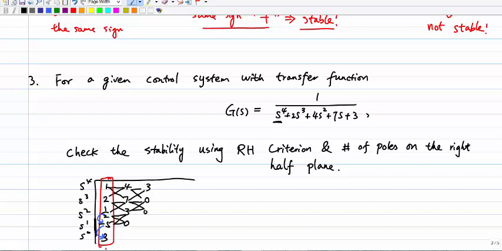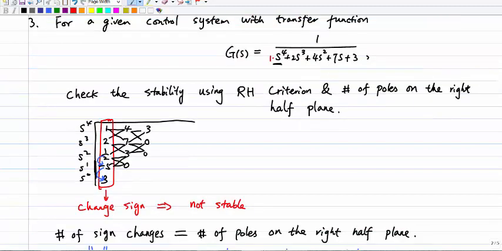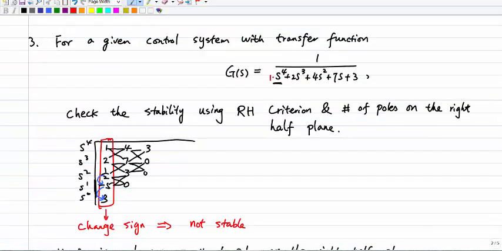So I now find the coefficients. They are 1, 2, 4, 7, 3. Of course, I can put a 0 over there. Once I do that, I can calculate all the numbers as I mentioned in the previous step.